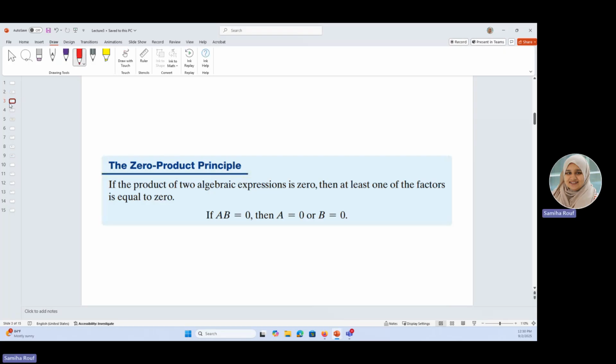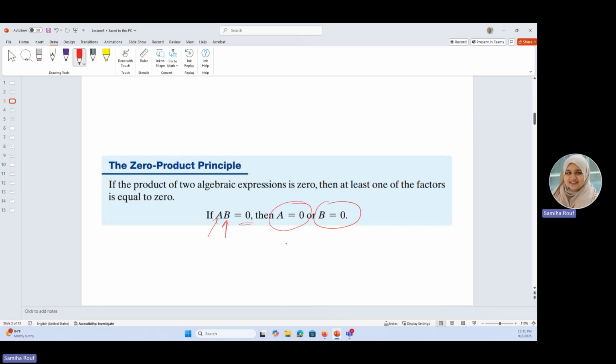Okay, well, one of the things that is going to come up in solving such equations is known as the zero product principle. This is when you have the product of 2 algebraic expressions that equal 0. Then at least one of those factors is equal to 0. So what is this saying? It's saying that this A and this B are representing 2 different algebraic expressions. When you multiply them, the result is 0, or the product is 0. Then according to the zero product principle, either one or the other would equal 0.